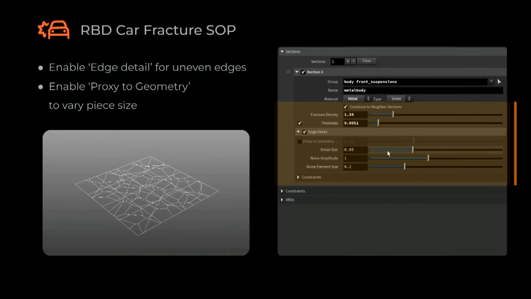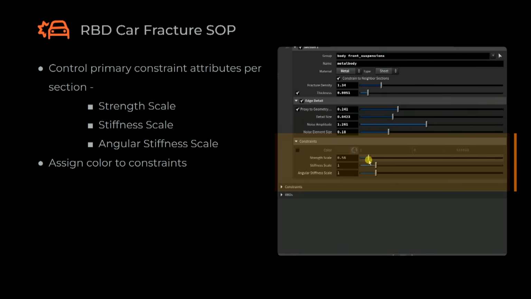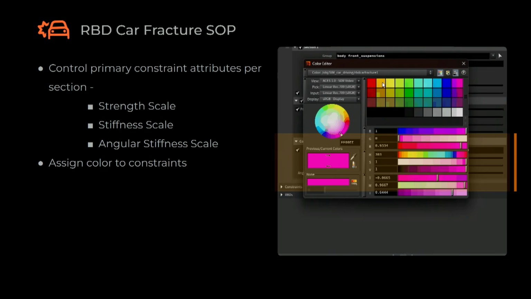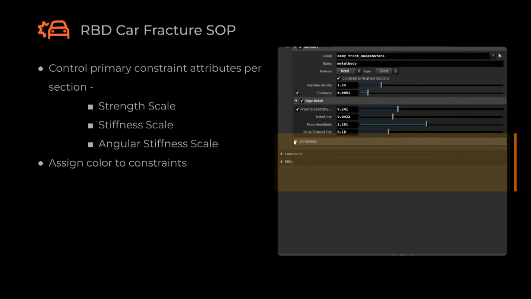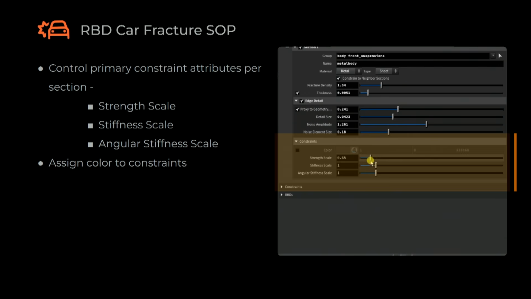This way, you not only get uneven shapes, but also uneven sizes of pieces, all with a single button. And then you have constraints specific to that particular section. So you have some basic constraints like strength scale, stiffness scale, and angular stiffness scale, which is something you would majorly be tweaking when it comes to any sort of metal deformation or any sort of fracturing. And this is specific to this particular section.